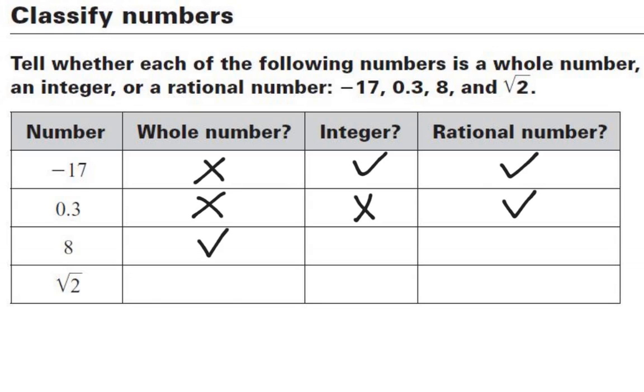8 is a whole number, which, since whole numbers are a subset of integers, must also be an integer, which is a subset of rational numbers, so it must also be rational. Square root of 2 is not a whole number, it is not an integer, and it is not a rational number. And if you check with your calculator, you will find that the decimal approximation does not repeat or terminate.